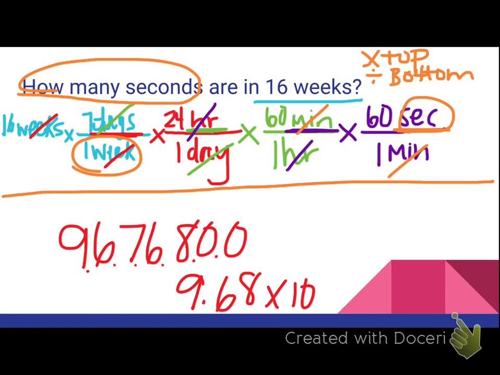9.68 times 10 to the, what did I say? 1, 2, 3, 4, 5, 6. 10 to the 6th. What's my units? If I just go back up here, seconds. It's the only one that didn't cancel out, so that's the units that I'm in.